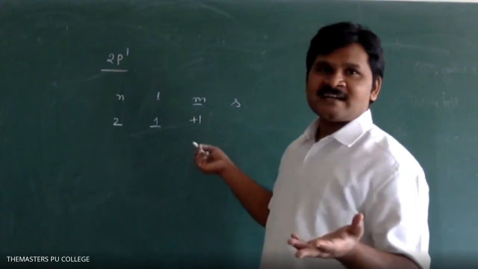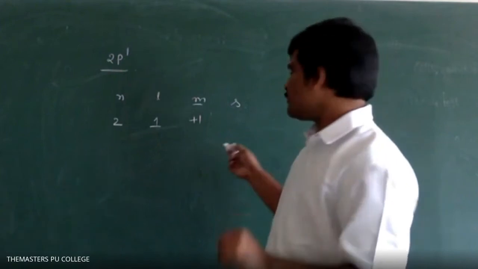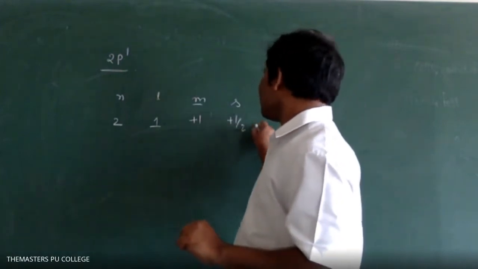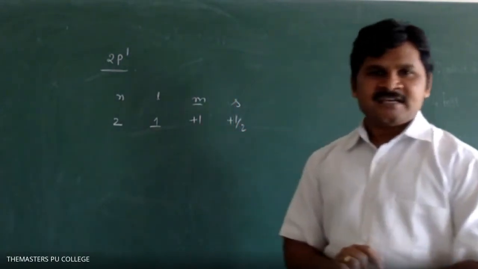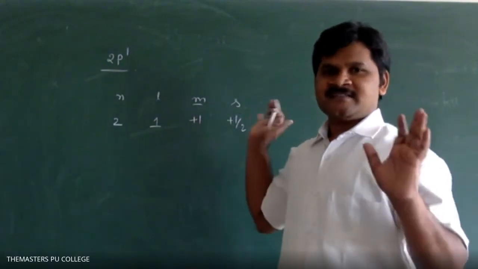For the s value with one electron, you can write any. I told you, you can write a downward direction or an upward direction, so that's why you can write plus or minus. So like this you have it. Clear, students? If you take any orbital, you can write quantum numbers like this.